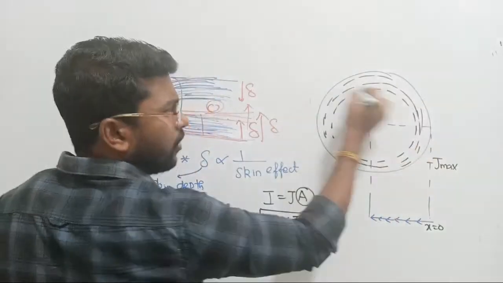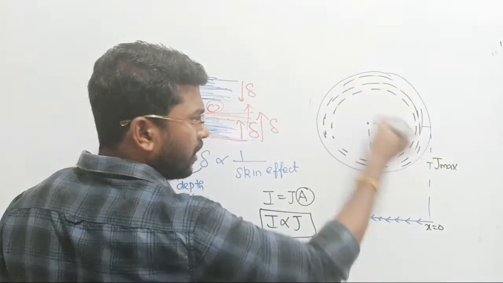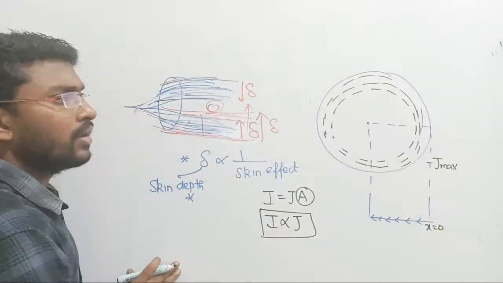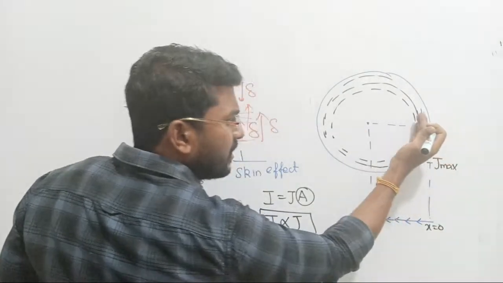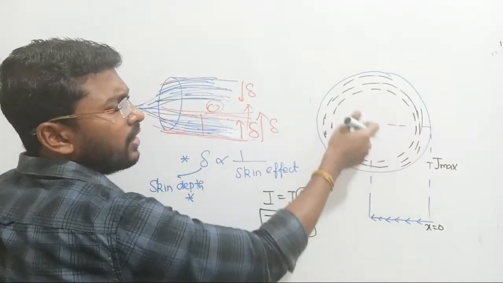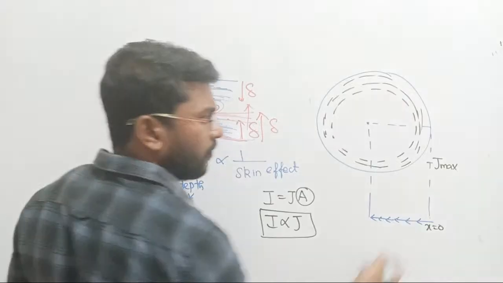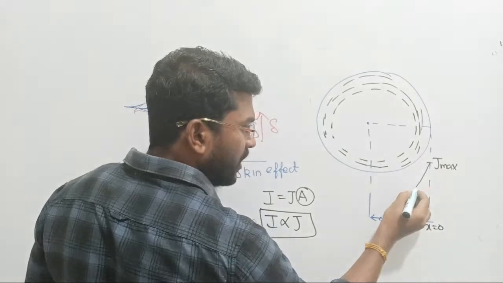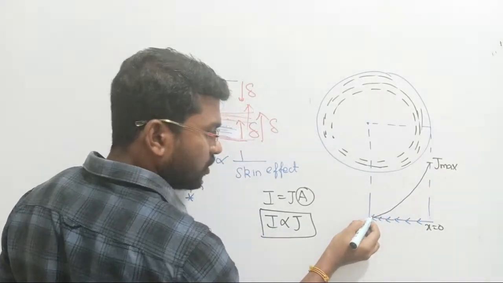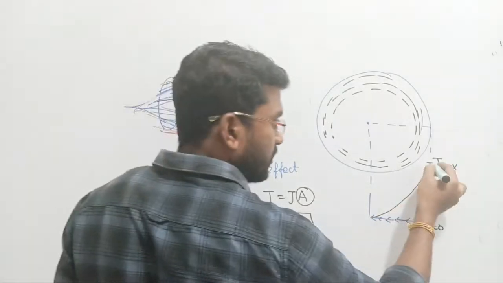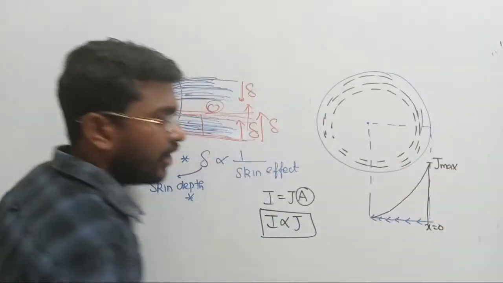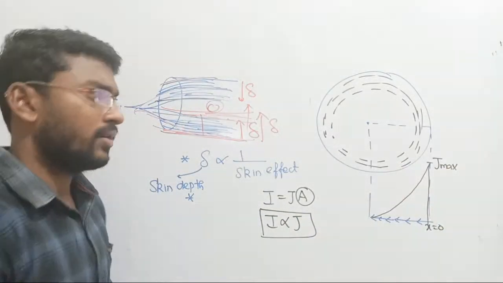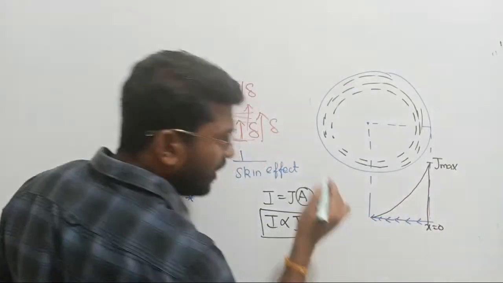By penetrating slowly, what will happen? There will be a lot of current here, and as we enter inside the surface, the density of the current keeps on decreasing. Here density will be more and then density decreases, skin effect, finally towards the center the current is zero. It is an exponentially decaying function, finally it will become zero. Clear? So that is the waveform of your current density. I hope now you are getting it very clearly.